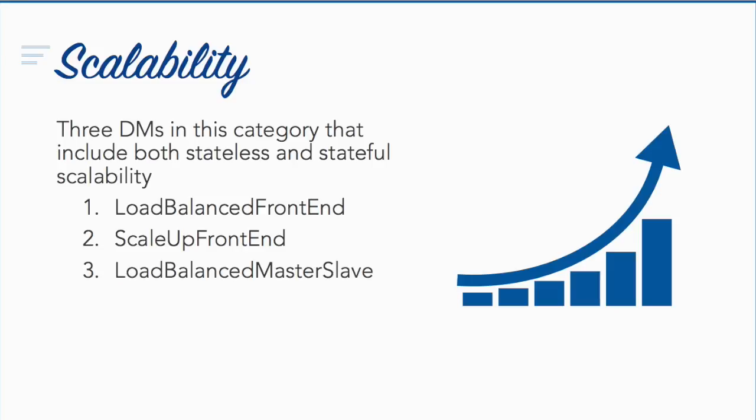The scale-up front-end deployment manager extends the load balanced front-end deployment manager with auto scale-up. It monitors the latency of requests and creates new replicas when the load and latency increase. And the last deployment manager in this category is the load balanced master slave, which provides scalability for read-heavy workloads. This DM dynamically allocates a number of read-only replicas that receive updates from the master replica.